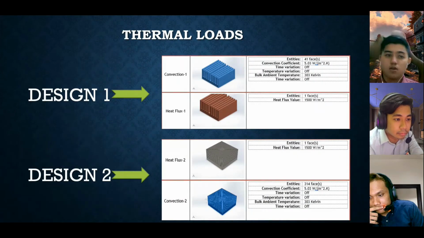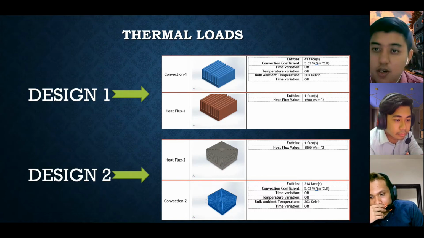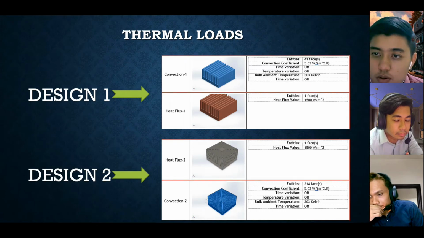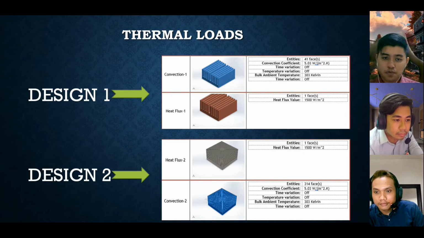So I will continue about thermal loads. For design 1, convection for design 1 is entities 41 phase, convection coefficient 5.03 watt per meter square times Kelvin. But ambient temperature, we put 303 Kelvin. For the heat flux, entities 1 phase, heat flux value, we put 1500 watt per meter square.